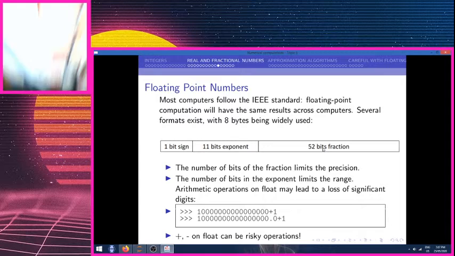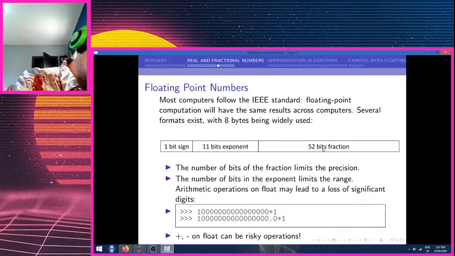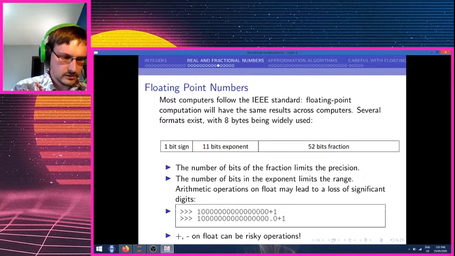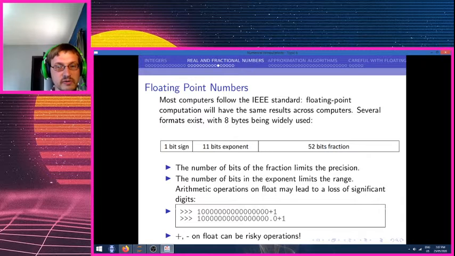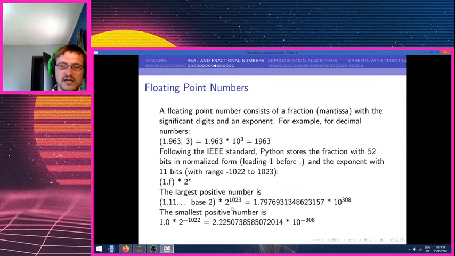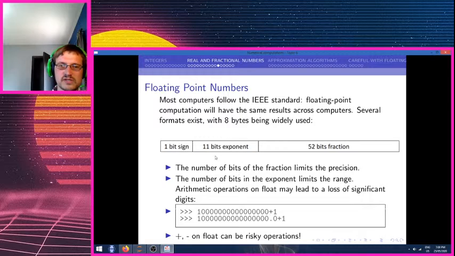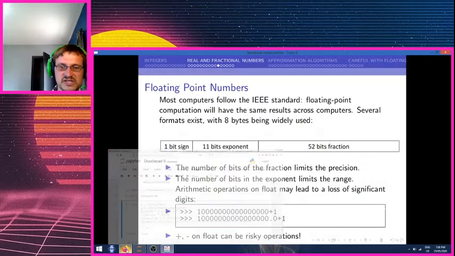Here is a visual representation of the way that the bytes are assigned to the various parts. You've got a 1-bit sign indicating positivity or negativity, 11 bits of the exponent and 52 bits of the fraction. The number of bits in the fraction limits the precision, and the number of bits in the exponent limits the range. If we took some bits out of the fraction and put them in the exponent, we would be able to represent larger or smaller powers of 2, which would add to our effective range. If we took some bits out of the exponent and added them to the fraction, we would be able to represent more precise numbers.